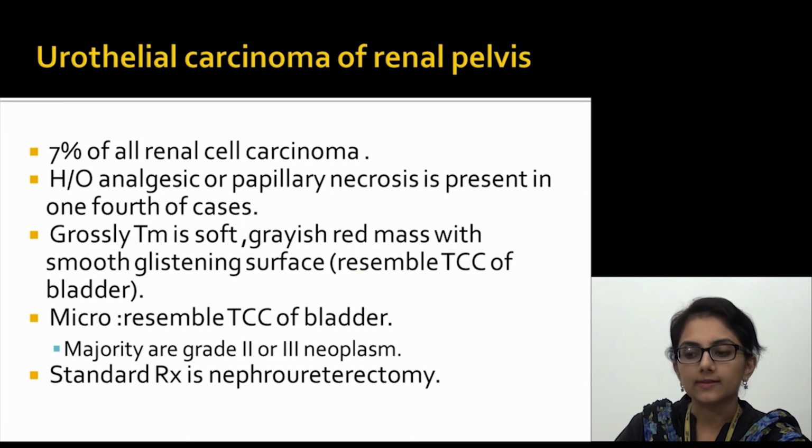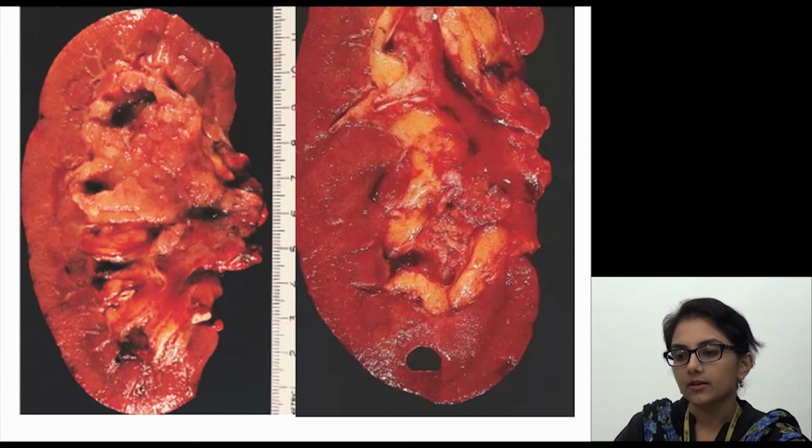Microscopically, it would really resemble a transitional cell carcinoma of the bladder, and the majority of them tend to be high-grade papillary urothelial carcinomas, and the standard treatment would include, similar to RCCs, a nephroureterectomy. So here we have a gross appearance of a TCC of the renal pelvis, and you can see these fleshy papillary projections, and you can see that the tumor is present in the pelvic-calyceal region.